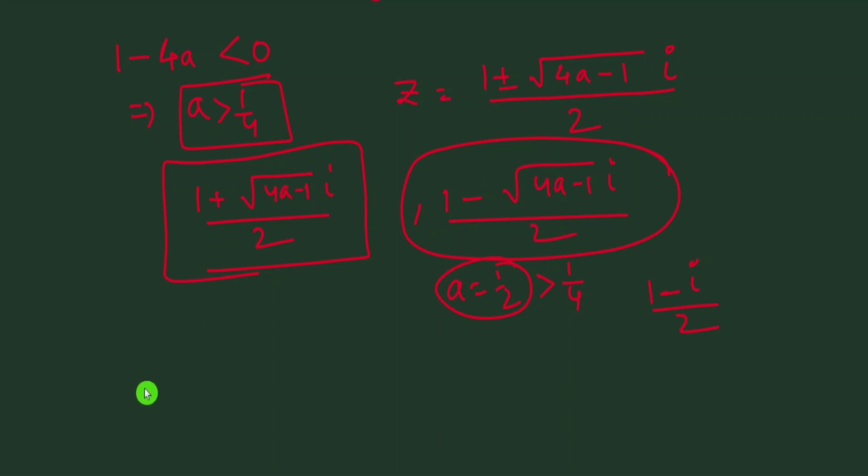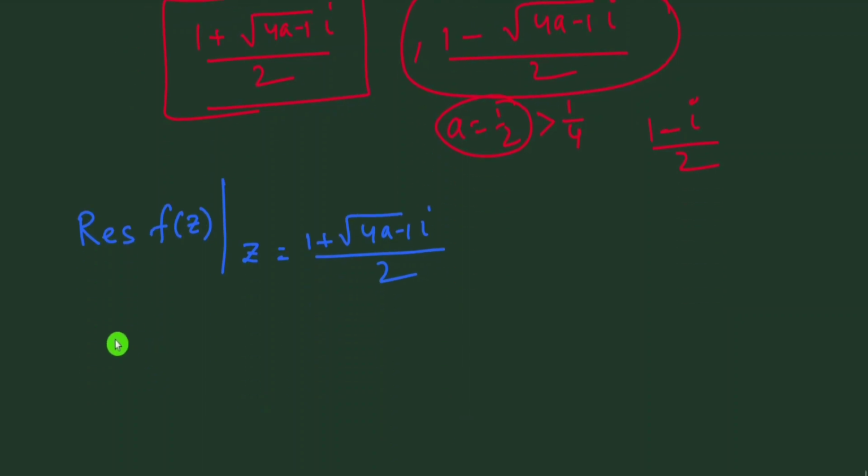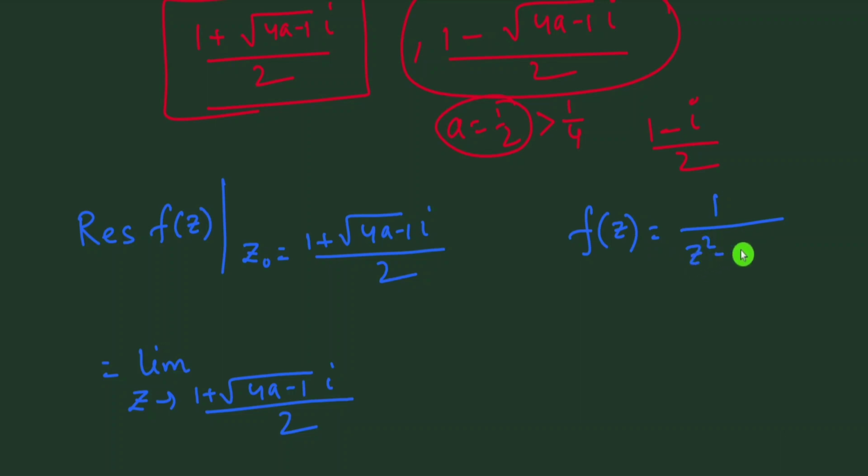Now we use here the residue theorem. Now we find the residue of f(z) at the point z equal to 1 plus root of 4a minus 1 into iota by 2, which is equal to, we all know the formula, limit z tends to z0, that means this is suppose the z0 point, of (z minus z0) into f(z), and here f(z) is equal to 1 by z square minus z plus a.